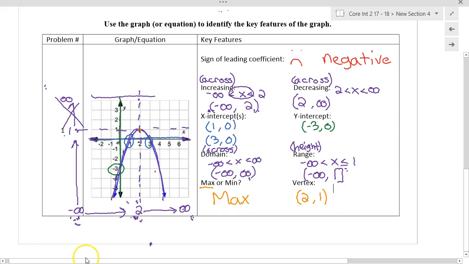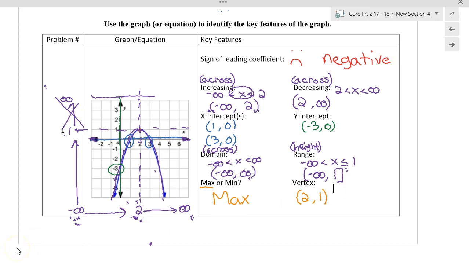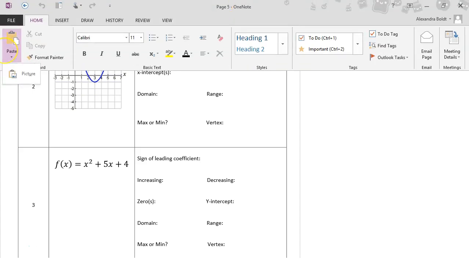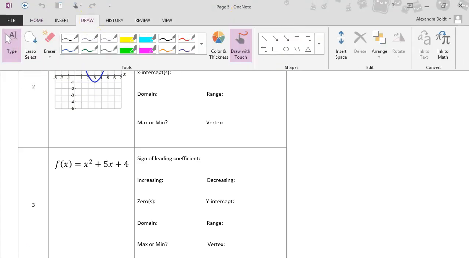And that's all our key features. Let's look at another example. All right, so again, our leading coefficient, is it positive or negative? Again, we're looking, is it a happy face or a sad face? This one looks happy, so that means that it is positive.